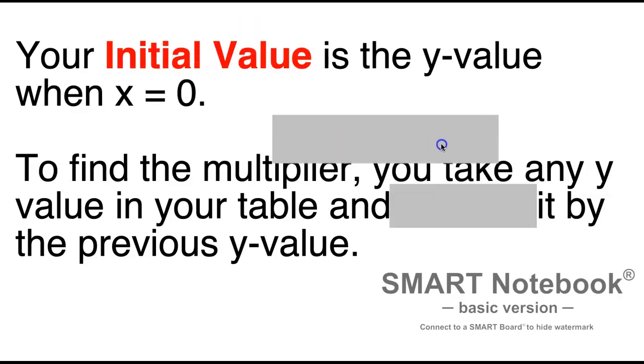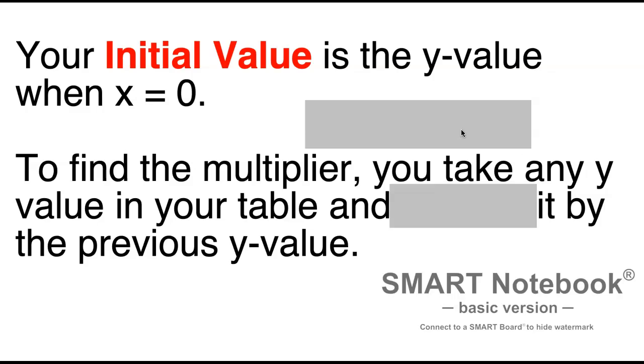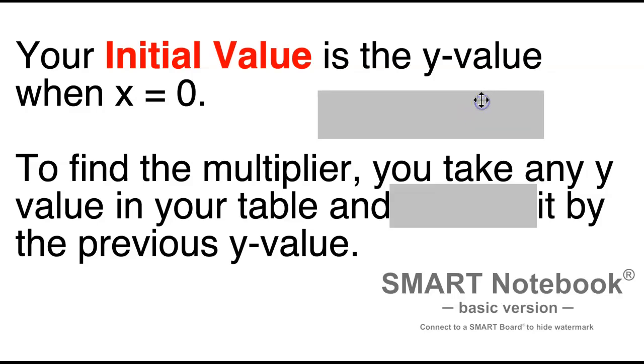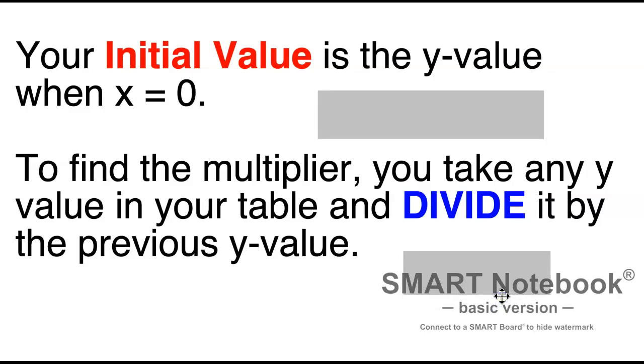All right, so our initial value is the y value when x is equal to 0. So that initial value, the a in our exponential function equation, is our initial value, our starting point, or our y-intercept. It's the y value when x is equal to 0. Now to find the multiplier, which remember is our b value in y equals a times b raised to the x power, we take any y value in our table and we divide it by the previous y value.